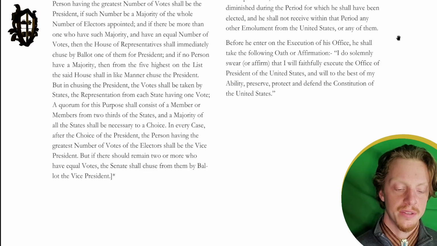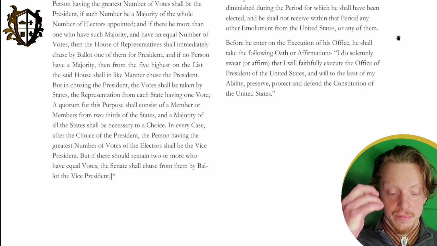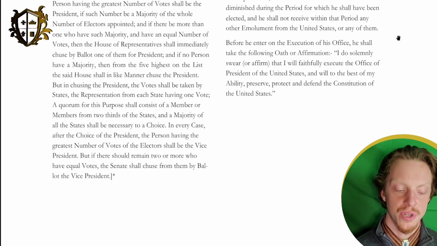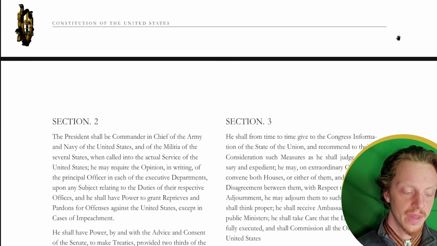Before he enters on the execution of his office, he shall take the following oath or affirmation. Quote, "I do solemnly swear or affirm that I will faithfully execute the office of President of the United States and will to the best of my ability preserve, protect, and defend the Constitution of the United States."